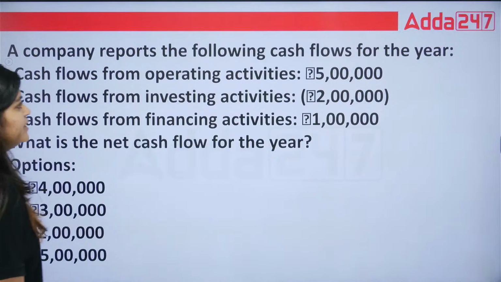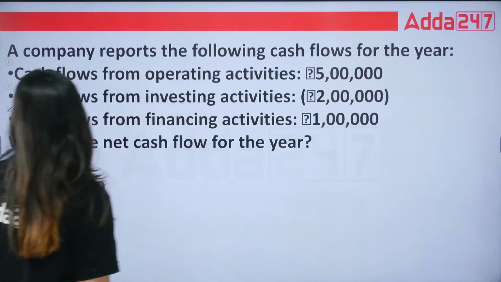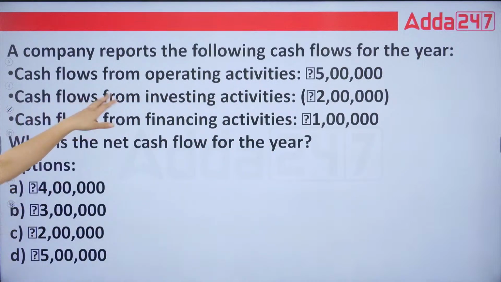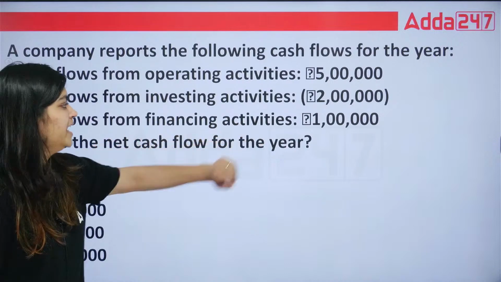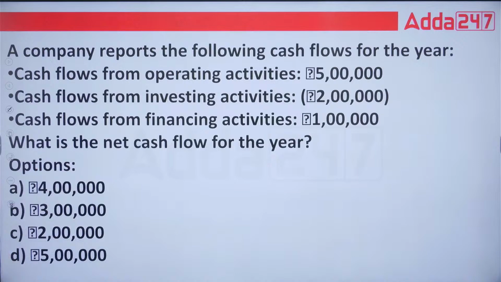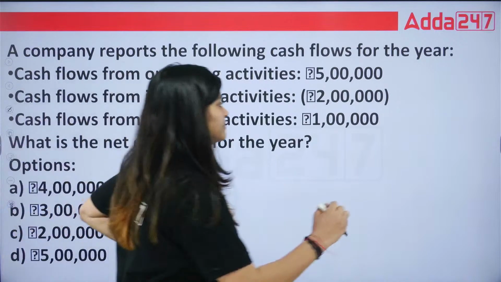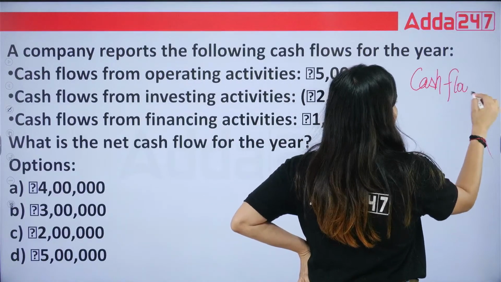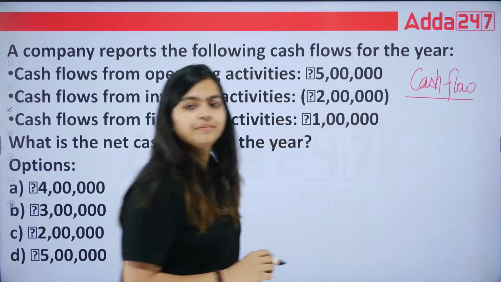A company reports the following cash flows for the year. Cash flows from operating activities 5 lakh, cash flows from investing activities 2 lakh, cash flows from financing activities 1 lakh. What is the net cash flow for the year? Sorry, this question is from your cash flow fund flow unit.